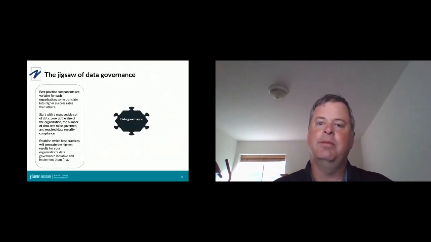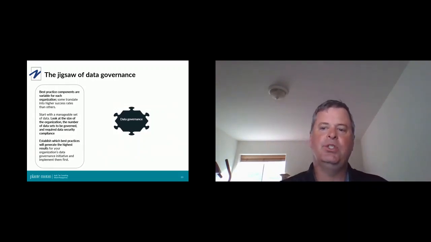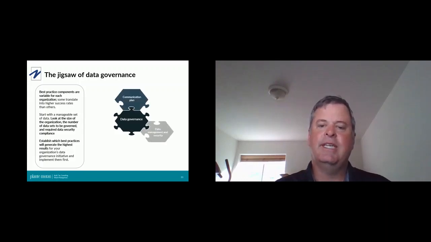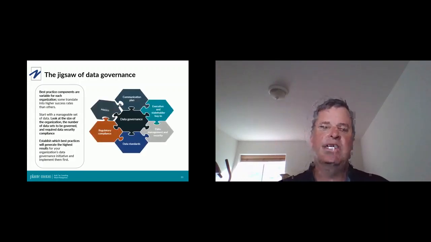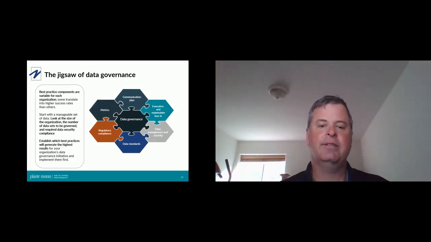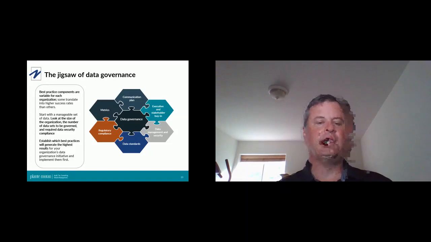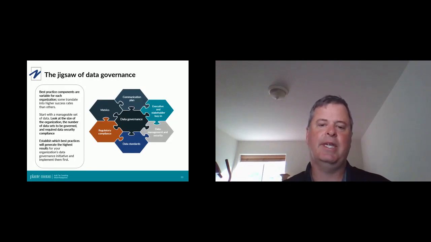So data governance is a big jigsaw puzzle where all the pieces around it are equally important, need to be in place to ensure your data is clean and ready for appropriate reporting. Some pieces that it includes: executive and stakeholder buy-in, is there data ownership organizationally, and are there data stewards in place? Do you have data management and security policies, as we talked earlier about data breaches and phishing scams and things like that?